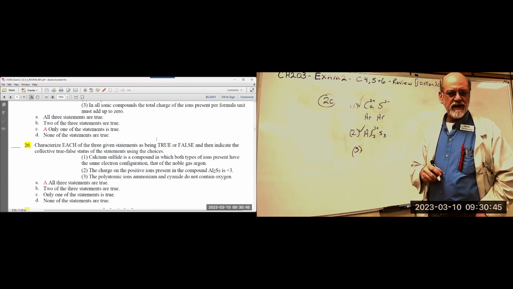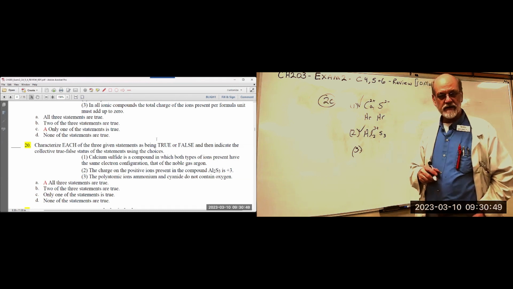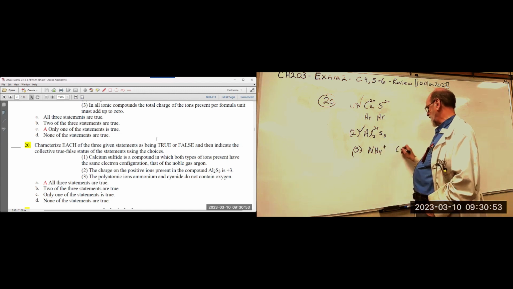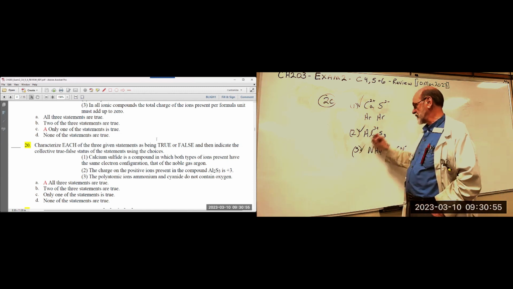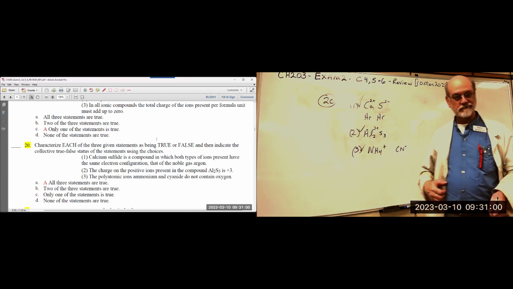The polyatomic ions ammonium and cyanide do not contain oxygen. So there's ammonium and there's cyanide. That's true. No oxygen there. So all 3 of them are true.